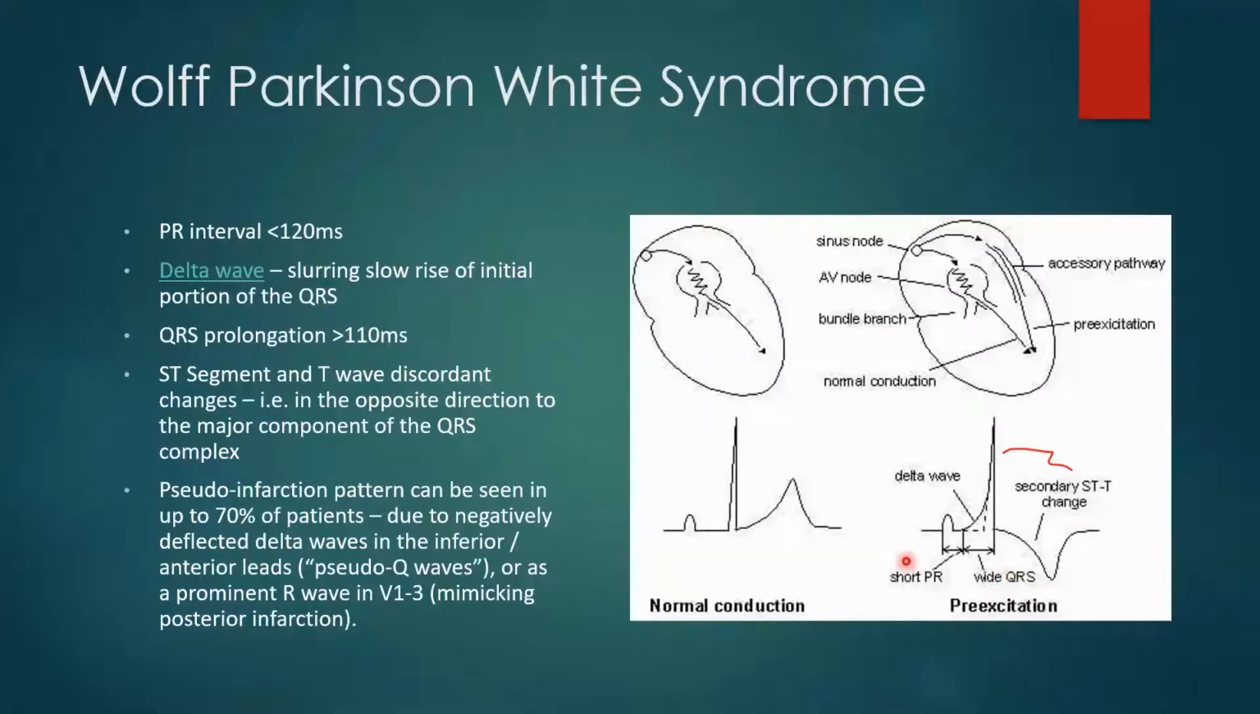And that's basically due to an accessory pathway. Wolff-Parkinson-White is always a re-entry tachycardia. Now we get really fast. So you also get a QRS prolongation. So you get it. It ends up being greater than 110 milliseconds.